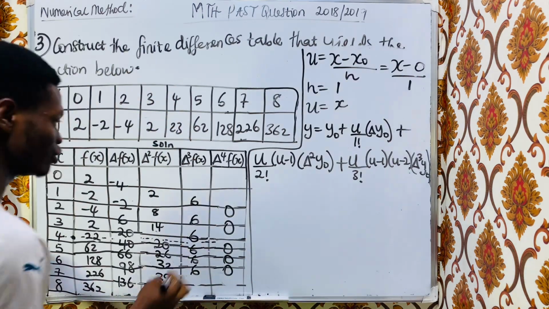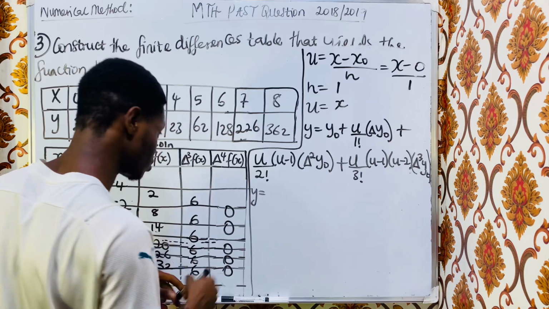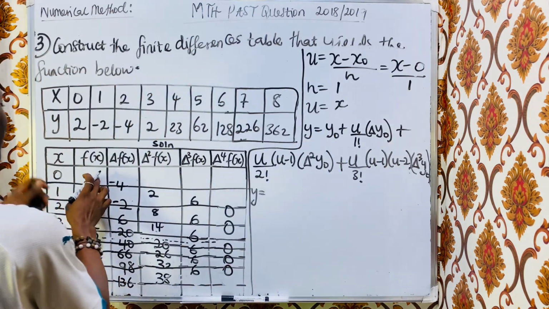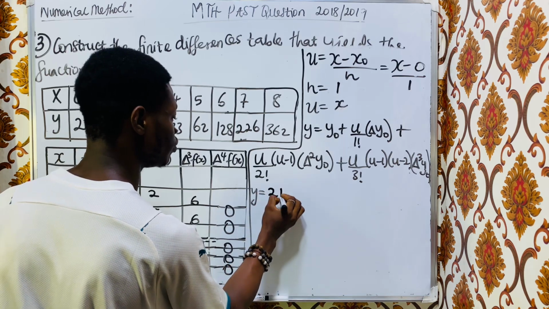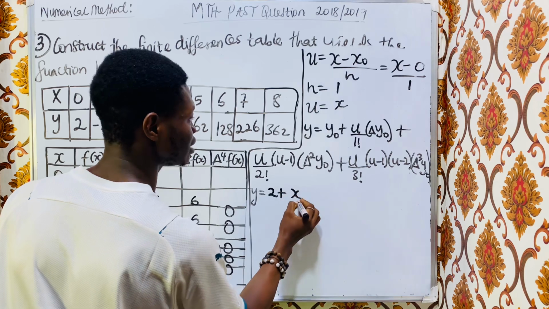So this is the formula we're going to use. So we are going to have y is equal to our y naught, which is the first value here. What is it? 2, right? So we are going to have 2 plus our u, which is x. So we are going to have x.